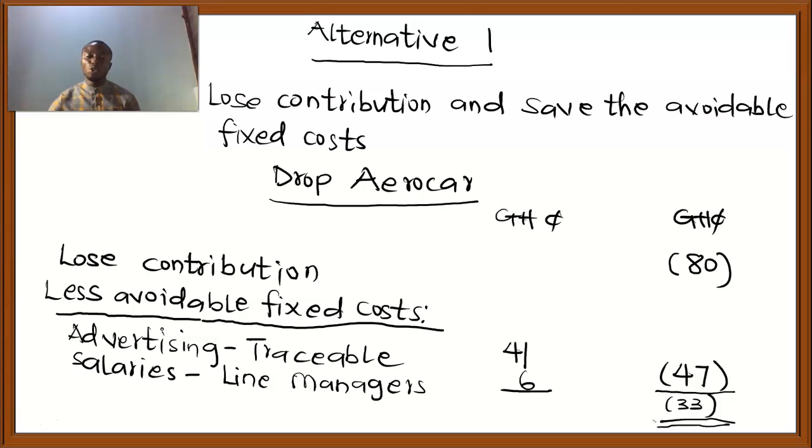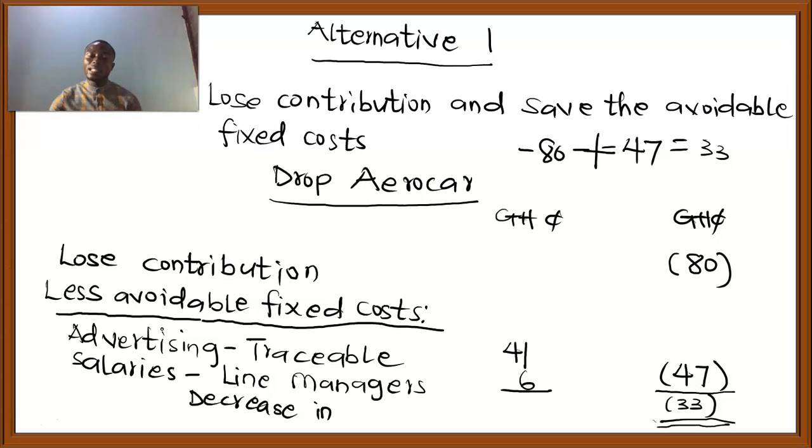Mind you, the contribution is a negative. So it is negative 80. And then we are lessing avoidable fixed cost. So negative 80 minus 47. And that gives us 33, because the minus will become plus. Okay, so the negative 33 is the decrease in net operating income.